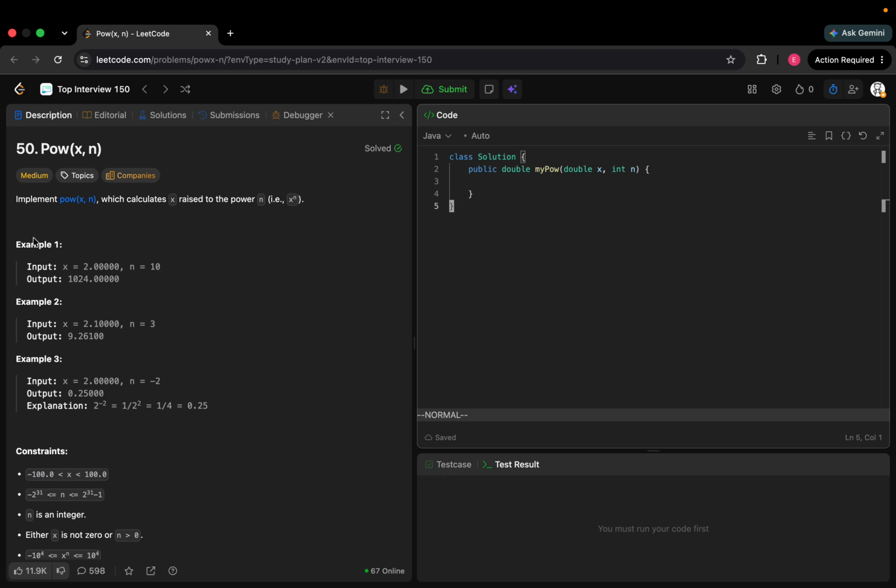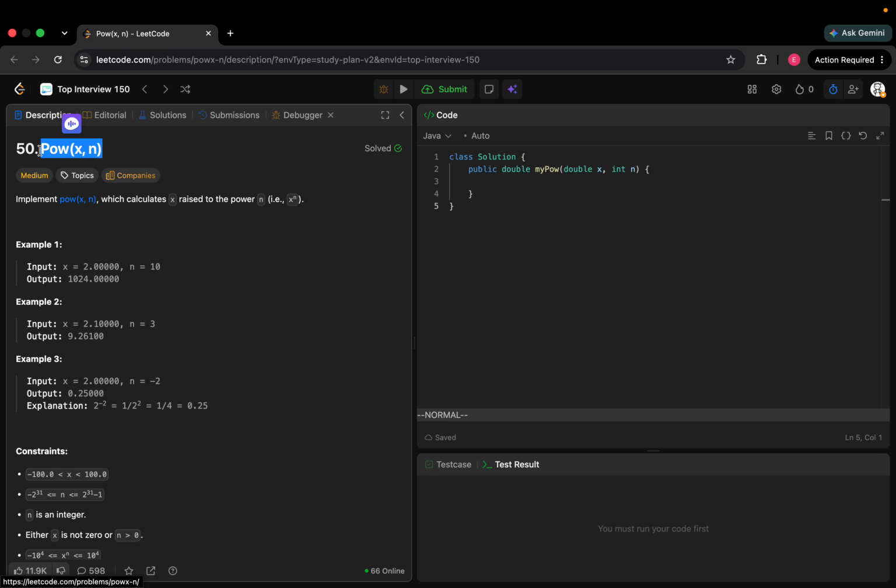Hello everyone, I'm going to talk about problem 50, Pow(x, n), I think I pronounce that right, which calculates x raised to the power n. For example, x to the n means how many times x should be multiplied by itself.